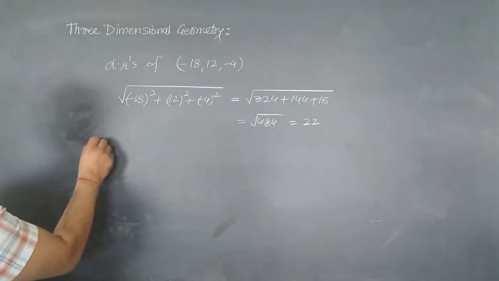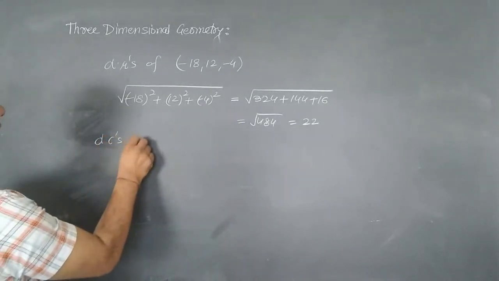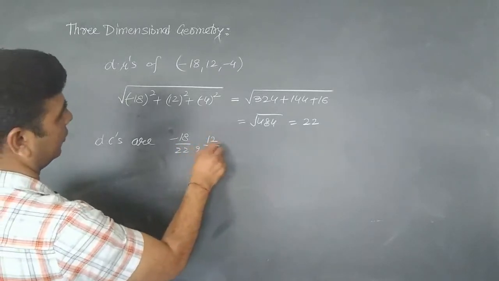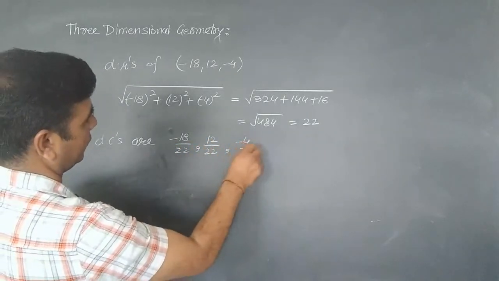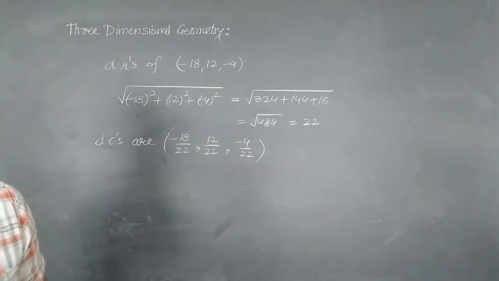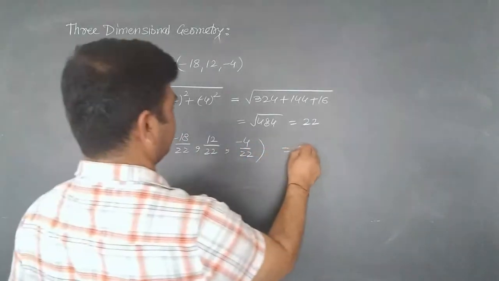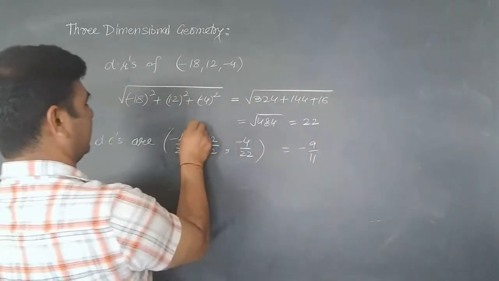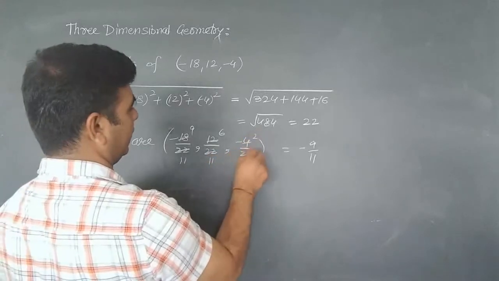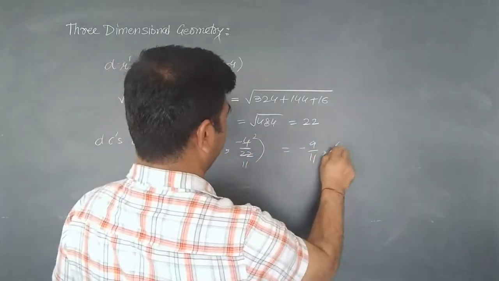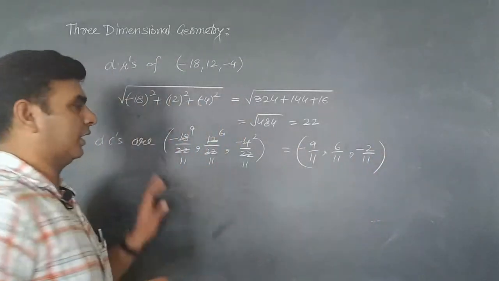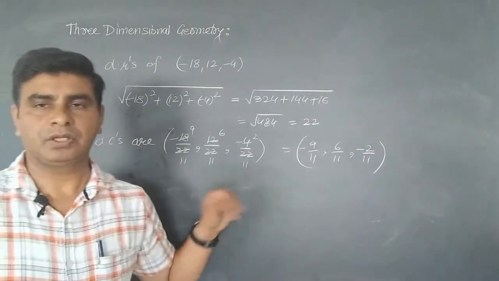So the direction cosines of this vector are given by -18/22, 12/22, -4/22. So these are the direction cosines, and they can further be written as -9/11, cancel out 2, 6/11, and -2/11. So these are the direction cosines of the given line.